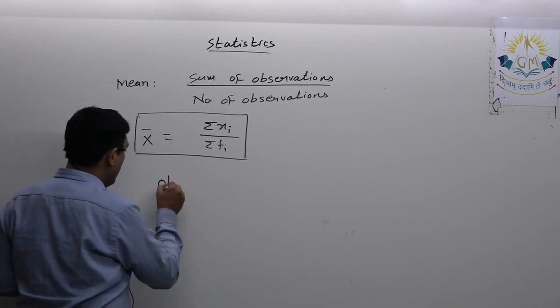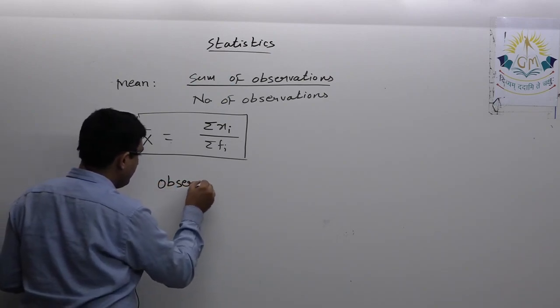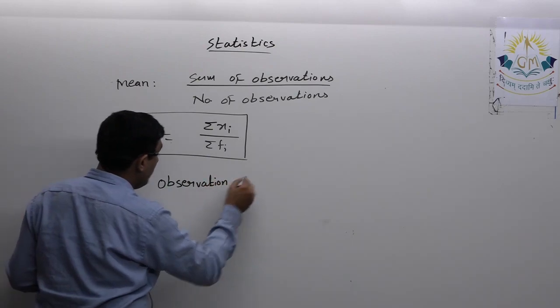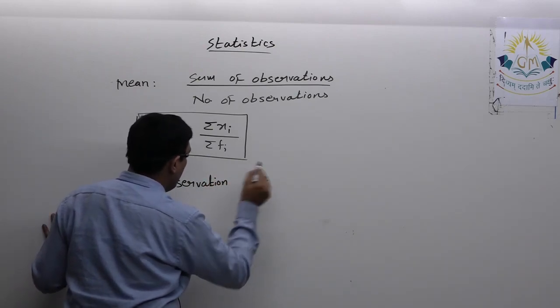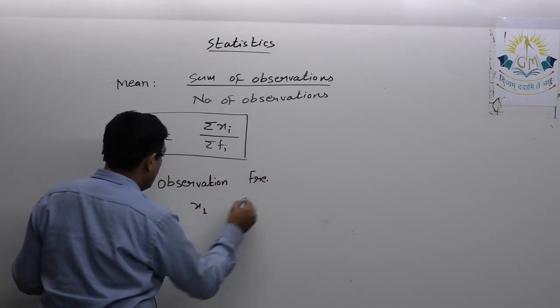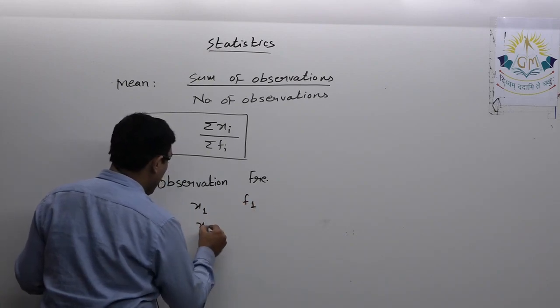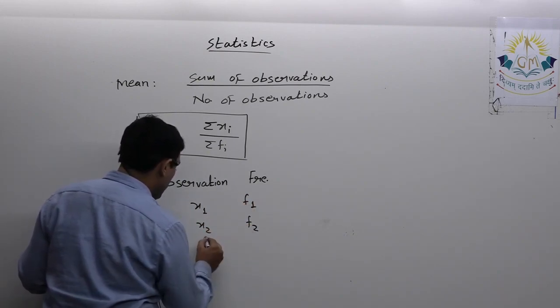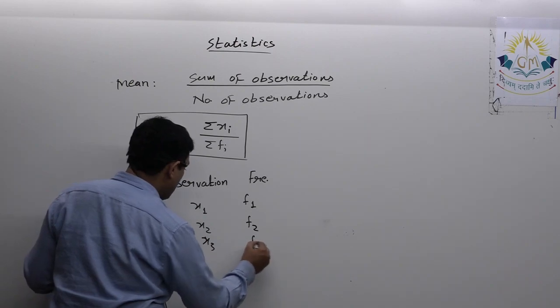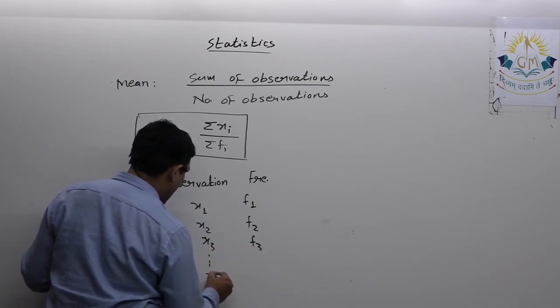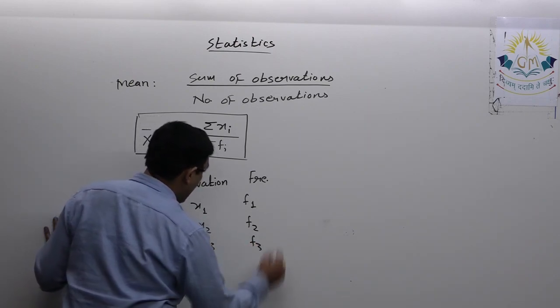Suppose we have observations with their frequencies. For example, x1 occurs f1 times, x2 occurs f2 times, x3 occurs f3 times, and xn occurs fn times.